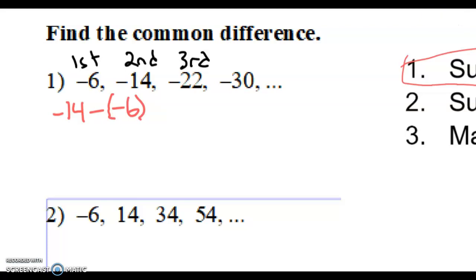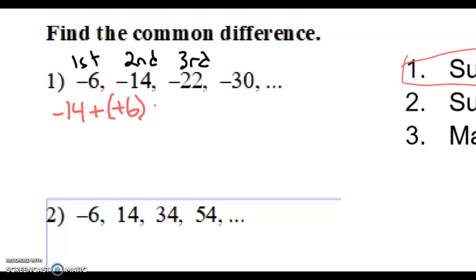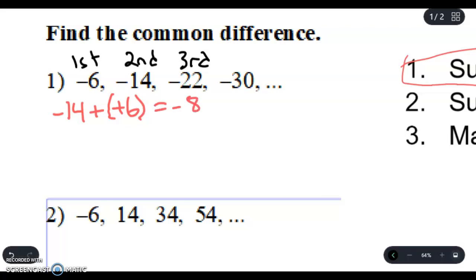You can remember the rule: stay, change, change. We change this to plus, so we get negative 14 plus 6. Those are different signs, so find the difference, and you get negative 8. If you struggle with doing operations with integers like that, just type it in the calculator and get the answer. It's negative 14 minus negative 6, so I got negative 8 when I did the second minus the first term.